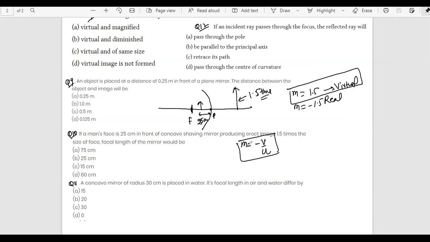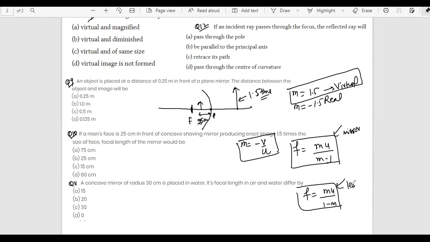So we have a simple formula for the focal length in terms of u, that is mu upon m minus 1. This is for the mirror, and if instead of mirror it is a lens, then we have the formula mu upon 1 minus m. This is for the lens. And f is equal to v upon 1 minus m. If v is given and magnification is given, that is, the image distance is given and you are asked, then you can easily calculate. This is valid for lens and mirror, the same for both.